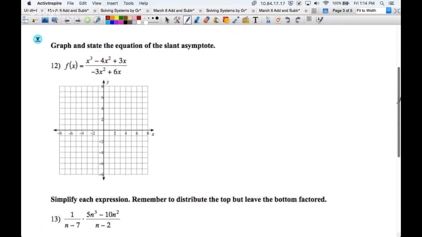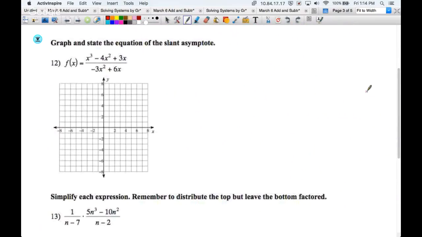All right, graph and state the equation of the slant asymptote. A lot of things we need to do for this. To help us graph, we're going to factor this. But when it comes to finding the equation of the slant asymptote, we're going to work with this form here. But we'll start with factoring.